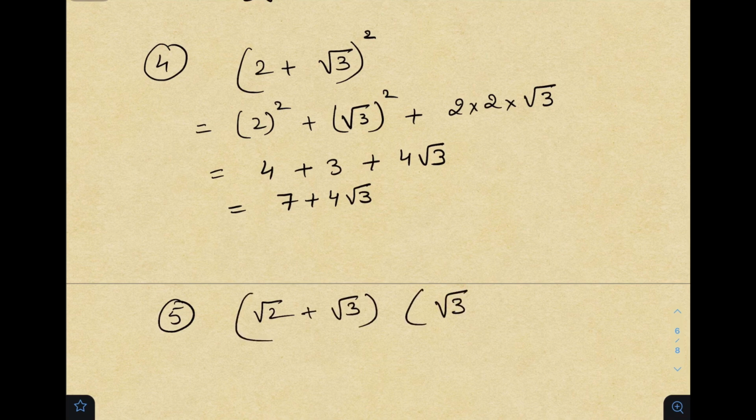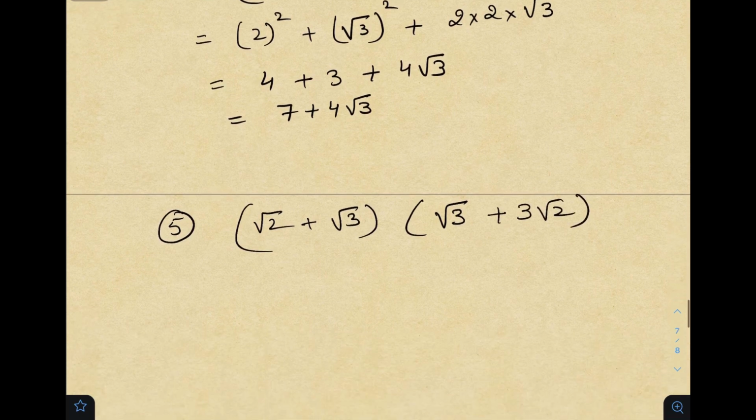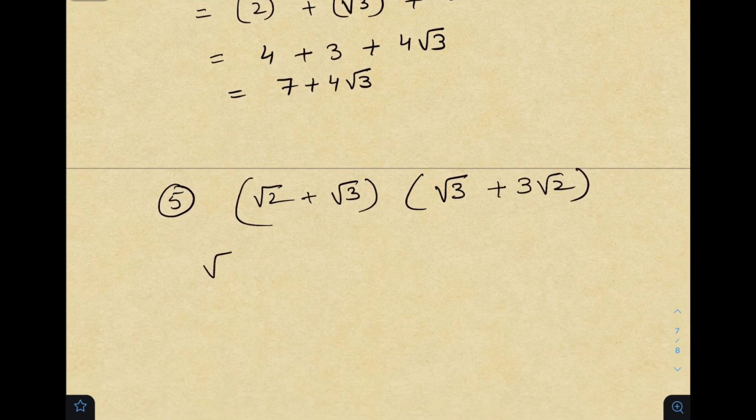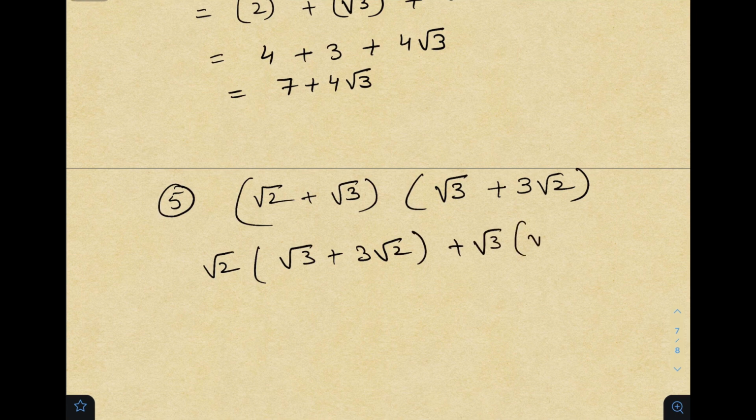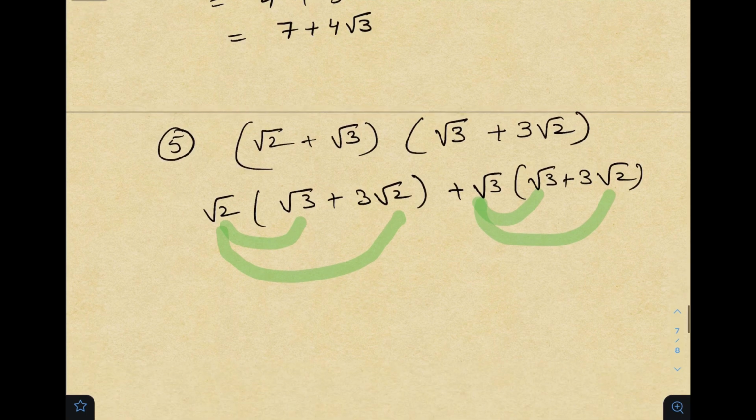Let us take the fifth example, root 2 plus root 3 multiplied with root 3 plus 3 root 2. So when we open the bracket, we can write root 2 into root 3 plus 3 root 2 plus root 3 into root 3 plus 3 root 2. So root 2 is multiplied with root 3 as well as 3 root 2. Same way root 3 is multiplied with both the terms inside the bracket.